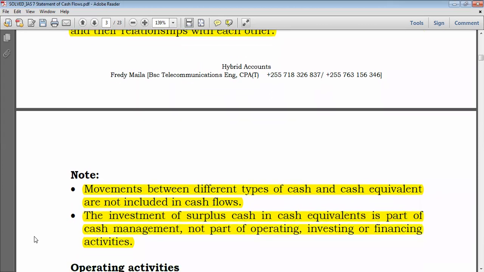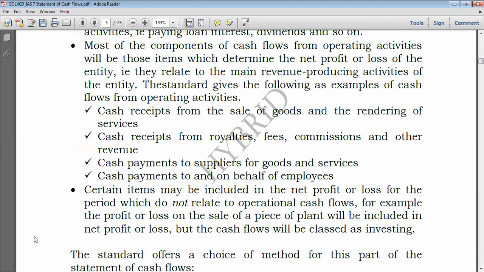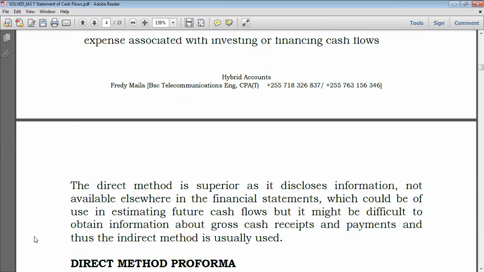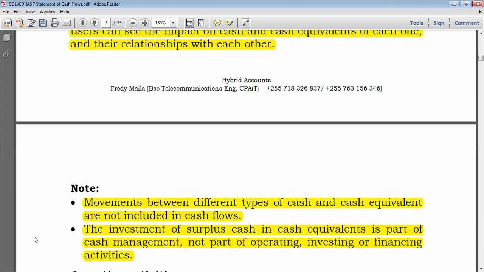And now it's time to take a deeper look into operating activities, investing activities, as well as financing activities. So let's end up here and just go to the next part, take a look at operating activities.